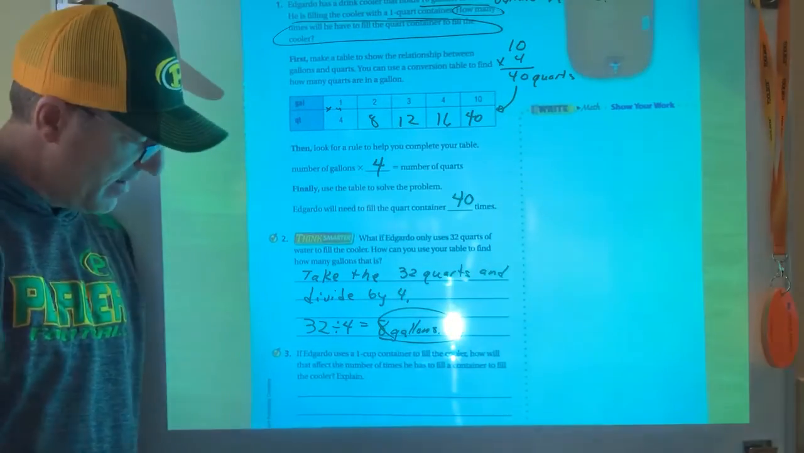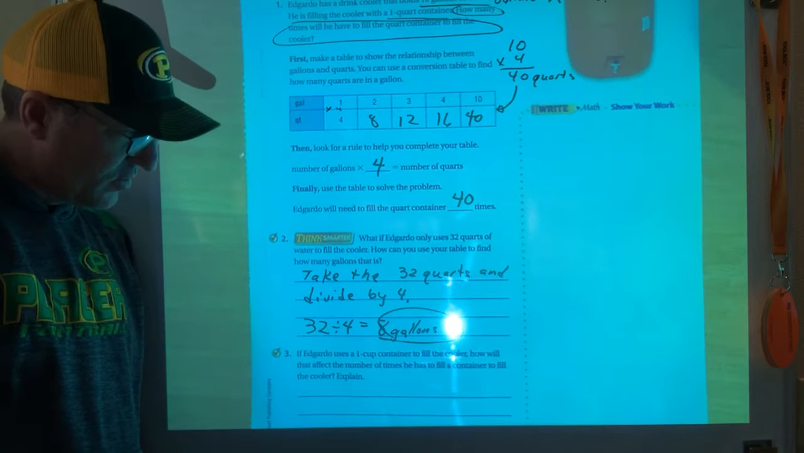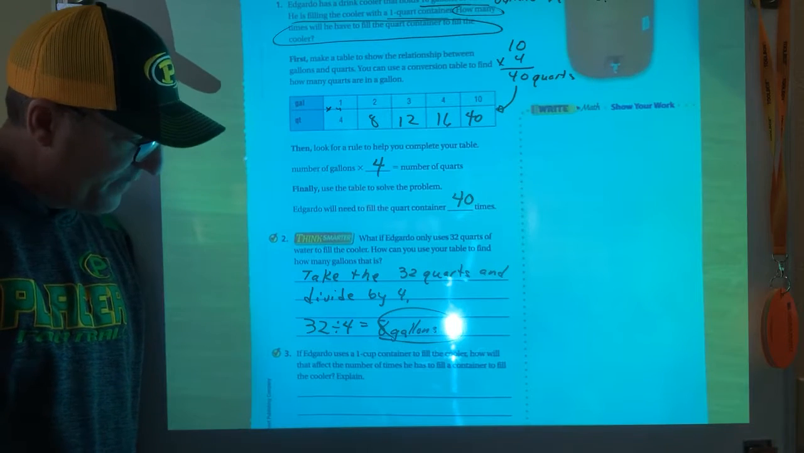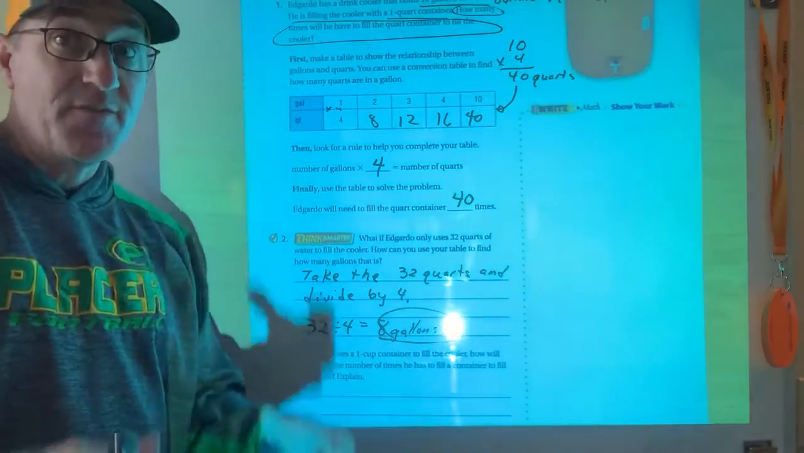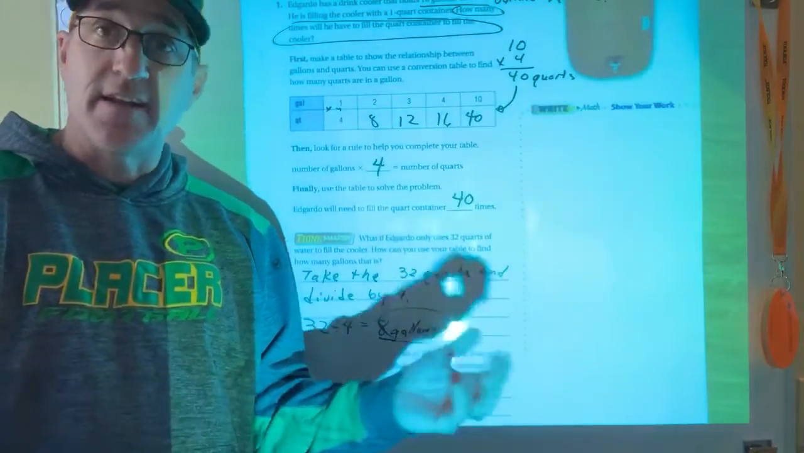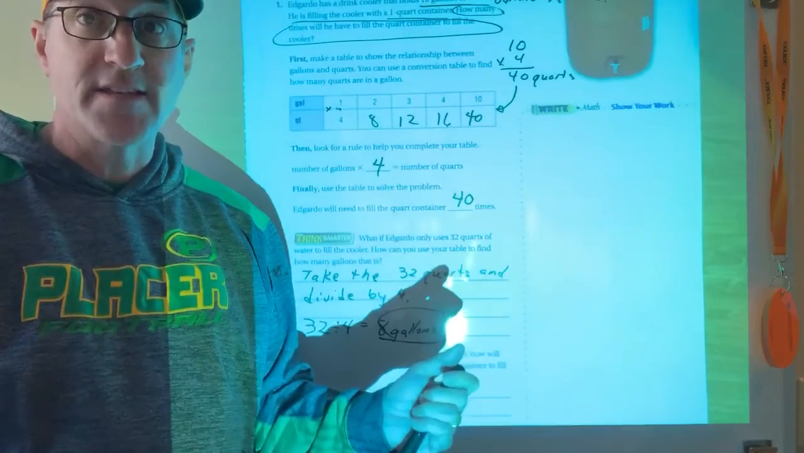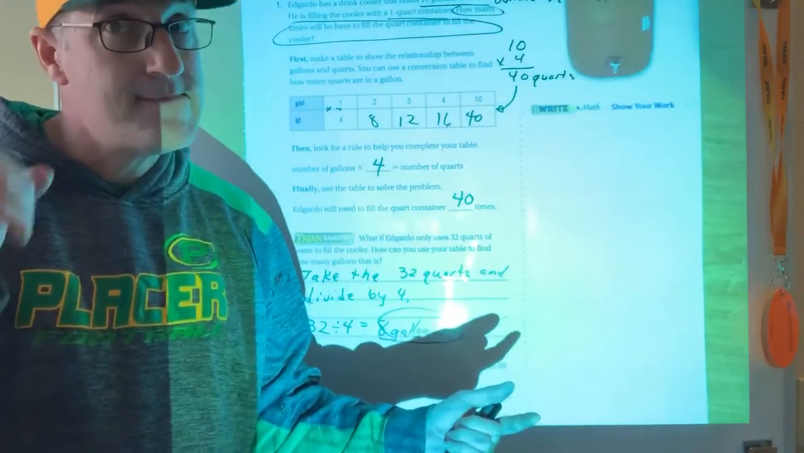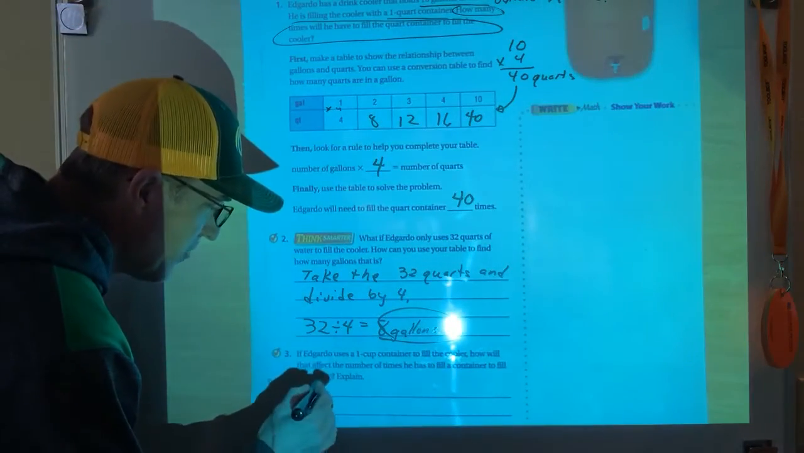Boom. All right, and finally, number 3, if Edgardo uses a 1 cup container to fill the cooler, how will that affect the number of times he has to fill a container to fill the cooler? So instead of using a quart, he's going to use a cup. How is that going to affect the number of times? Well, cups are smaller, right? So he's going to have to do it more times. He's going to have to do it a bunch more times. He will need to make more trips.